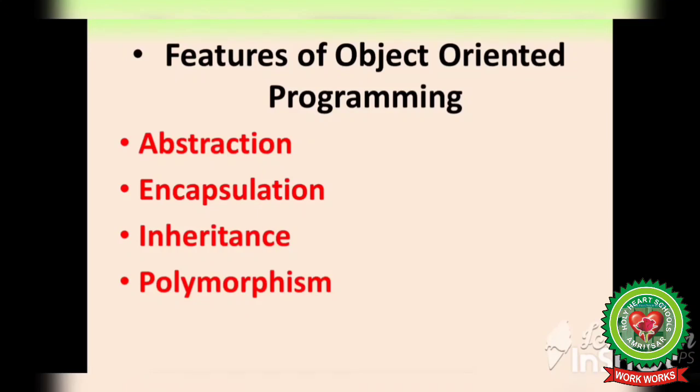So students, today we have discussed the features of object-oriented programming, that are abstraction, encapsulation, inheritance and polymorphism. So read and learn pages 57 and 58 for a better understanding of the topic.